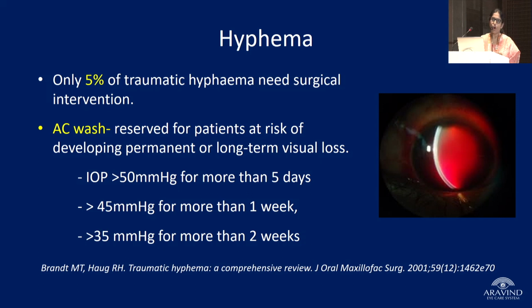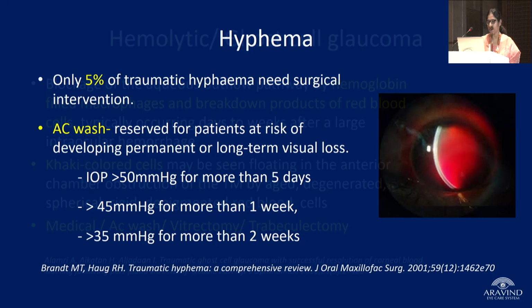Hyphema is the most common cause for high intraocular pressure. However, most of the hyphemas will respond with steroids and cycloplegics. Only 5% of them might need a surgical intervention. So when do you take the patients for surgical intervention? When there is an intraocular pressure of more than 50 which is present for more than 5 days, or when there is an intraocular pressure of 45 and more for 1 week, or if there is an intraocular pressure of 35 and above for more than 2 weeks.